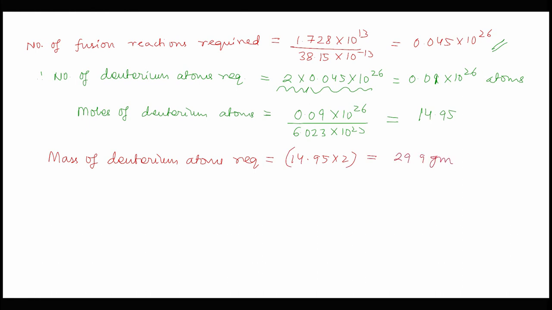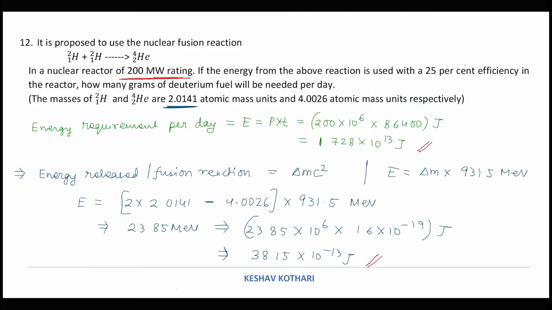So if we come to this problem one more time, the question is giving us one more piece of data. The question is saying that the energy released is used with a 25% efficiency. Now since the efficiency is 25%, we need to make sure that a larger mass is provided. So we need to do one last calculation.